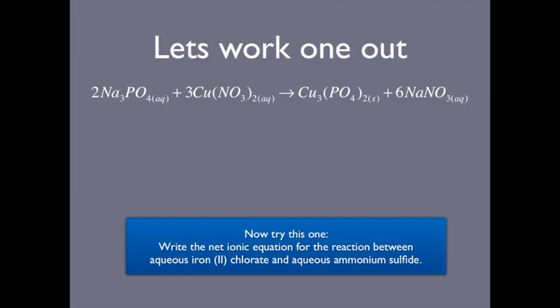So I'm going to finish off this rather long video with one more example, and we're going to take this full reaction and break it down into its full ionic reaction. And then we're going to try and figure out which of them are spectators, cross those out, and finish with a net ionic. So let's take a look at this first one.